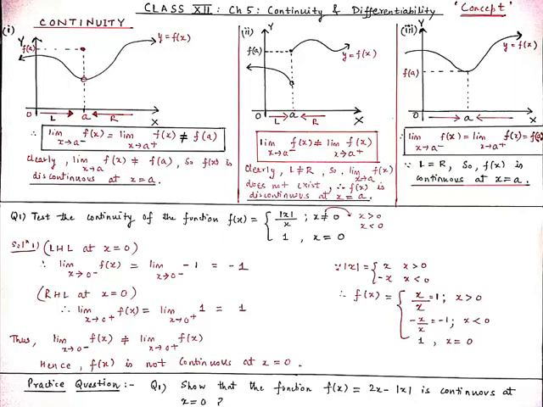What is continuity? Students, you all know that a function f(x) is said to be continuous if its graph can be drawn without lifting your pen or pencil. This means that a function f(x) is continuous if its graph has no jumps, gaps or holes. So a function f(x) is continuous at x = a only if the left hand limit is equal to the right hand limit, that is limit x tends to a minus f(x) is equal to limit x tends to a plus f(x), and this is equal to the value of our function f(x) at x = a.